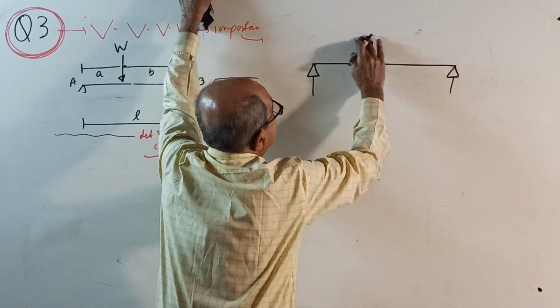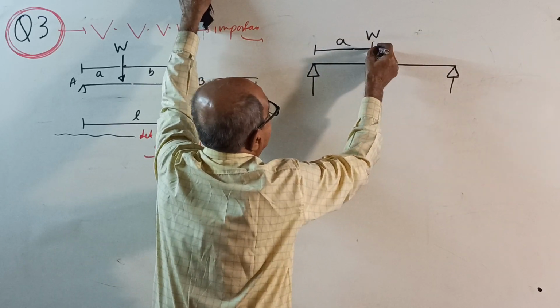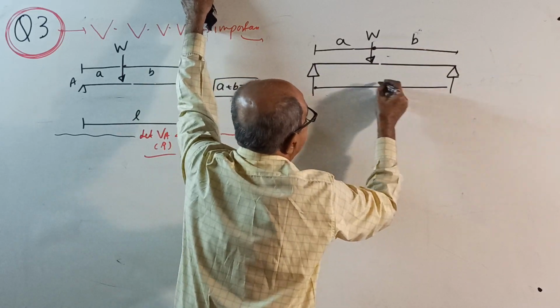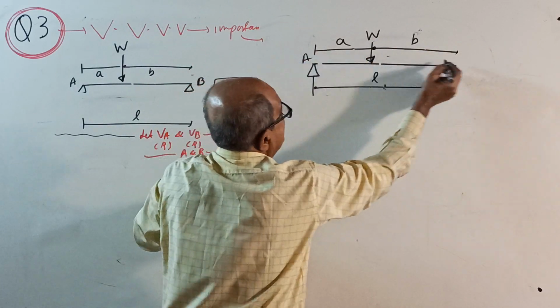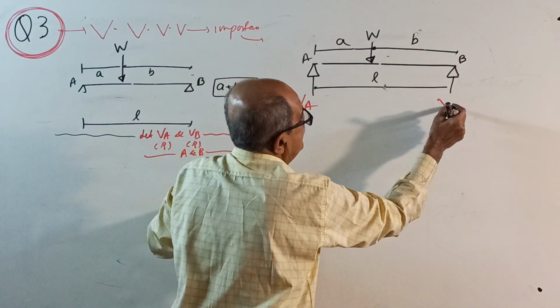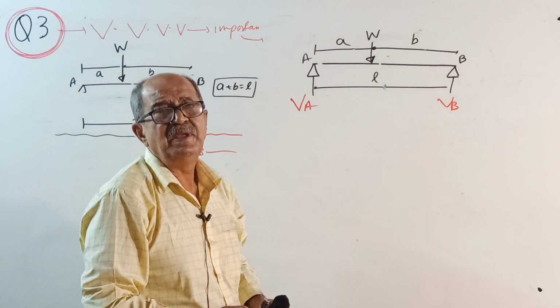Some load W. From here is A, from here is B. Span is L. This is A, this is B. This is VA, this is VB. Okay. Now there is no symmetry, so you can't divide by 2.